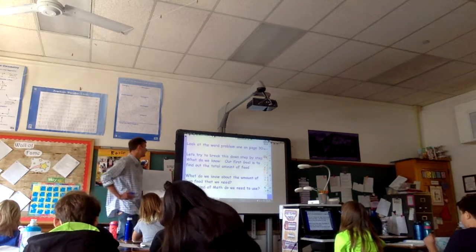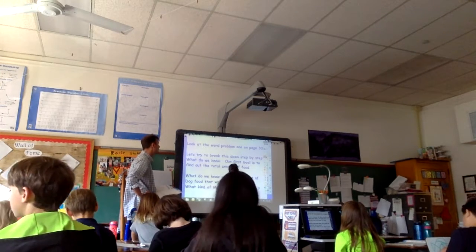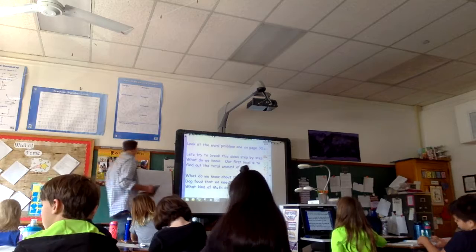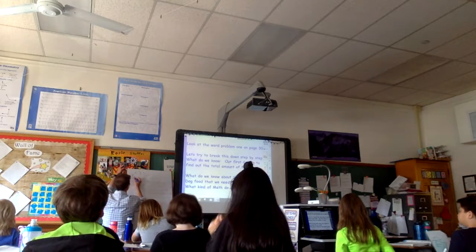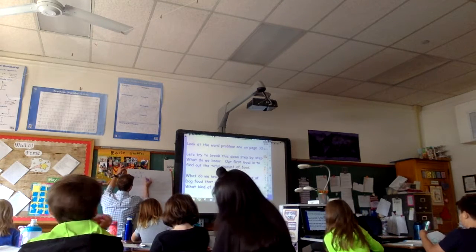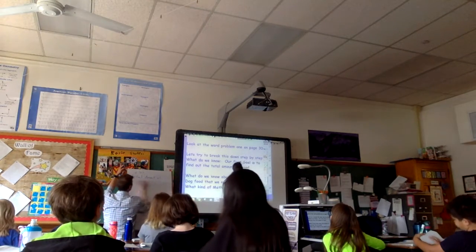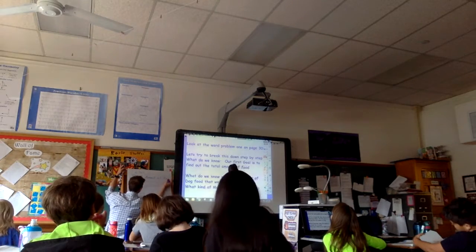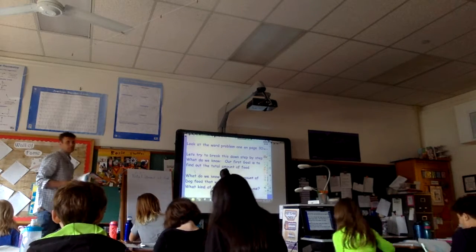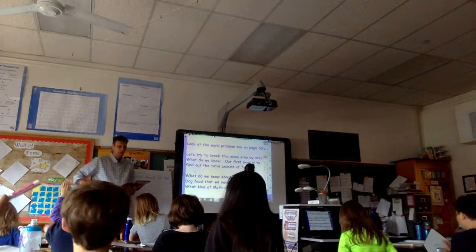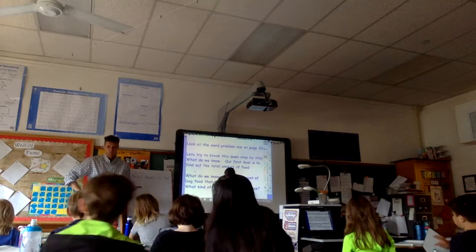Let's try to break this down. All right, let's try to break this down step by step. What do we know? Our first goal is to find the total amount of food. Let's write that up there. Find the total amount of food. What do you think our first step needs to be? Somebody besides Sophie. What do we know? Kia. All right, what do we know?